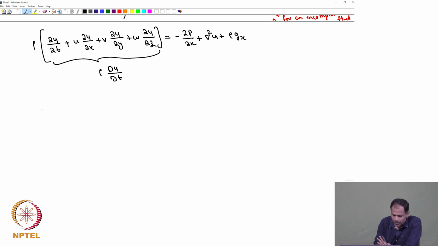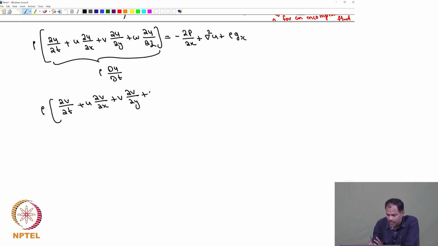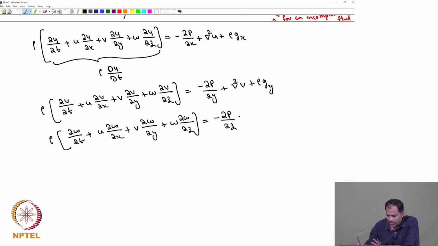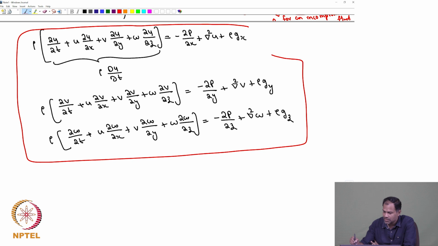Now, similarly for the y momentum equation, it would be simply ρ times (∂v/∂t + u ∂v/∂x + v ∂v/∂y + w ∂v/∂z) is equal to minus ∂p/∂y plus μ∇²v plus ρg_y, and the z momentum: ρ(∂w/∂t + u ∂w/∂x + v ∂w/∂y + w ∂w/∂z) is equal to minus ∂p/∂z plus μ∇²w plus ρg_z.